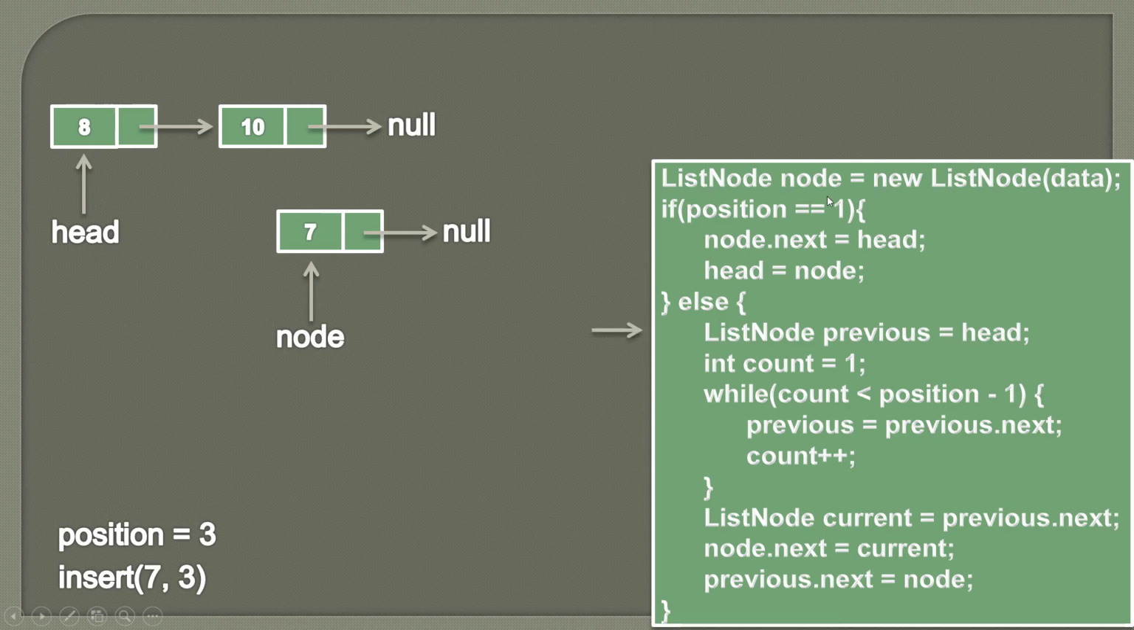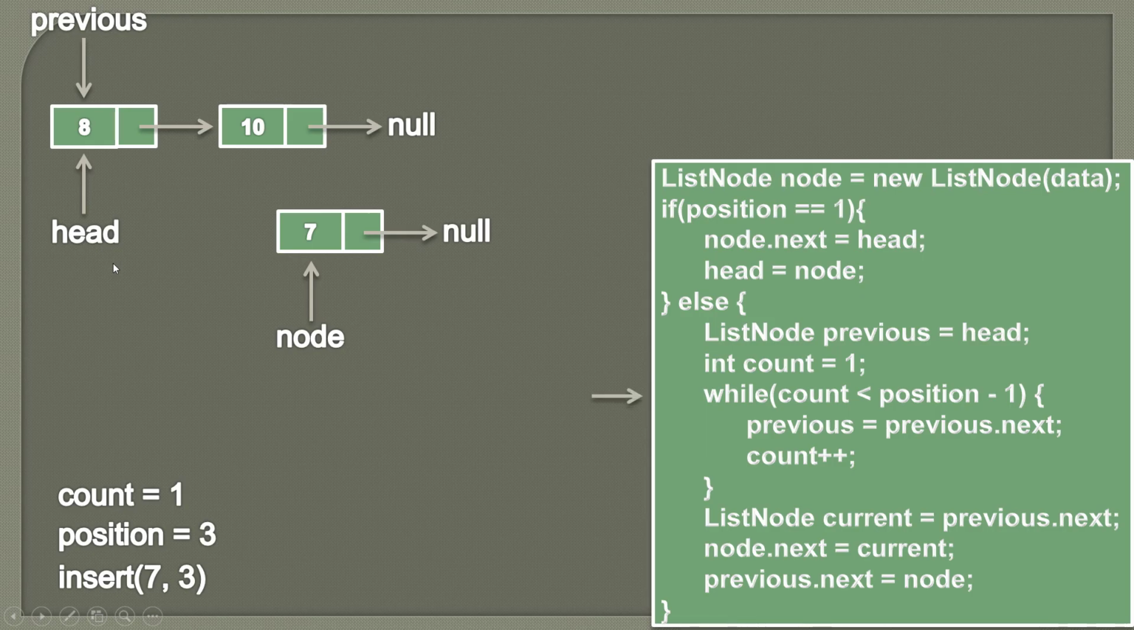Now in the else part, we perform the same steps which we saw in our previous slide. If we want to insert at position 3, we need to somehow traverse to position 2 so that we can use this link to insert this node. So we'll start previous from the head. And in order to keep track of the position and where to insert the node, we'll create an integer variable count starting from value 1 because we have already taken up this value.